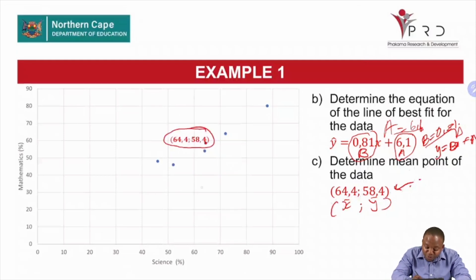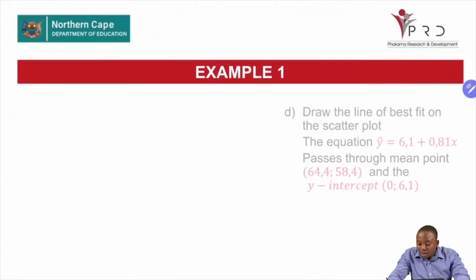So the x value is 64,4. So 64 is somewhere here, 4 will be somewhere there. And the y value is 58,4. So it's just below 60 there, as you can see in that case. Then we proceed. Now let us look at number D.